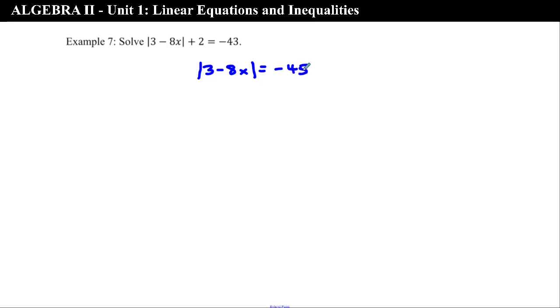Well, let's stop right here. Is it possible for us to take the absolute value of something and get a negative answer? Well, no. We cannot have a negative value on this side. If we're taking the absolute value on the left-hand side, we can't end up with a negative value on the right-hand side. So at this point, we can just stop and say that there's no solution, because this is not possible.